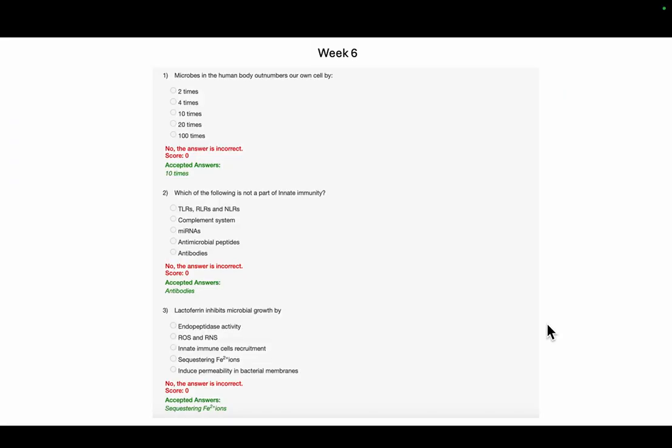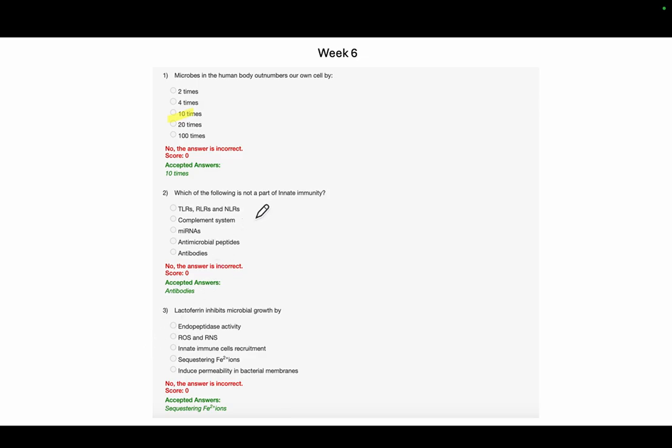Microbes in the human body outnumber our own cells by: option 1, 2 times; option 2, 4 times; option 3, 10 times; option 4, 20 times; and option 5, 100 times. Microbes in the human body outnumber our own cells by around 10 times. So the option will be 10 times.